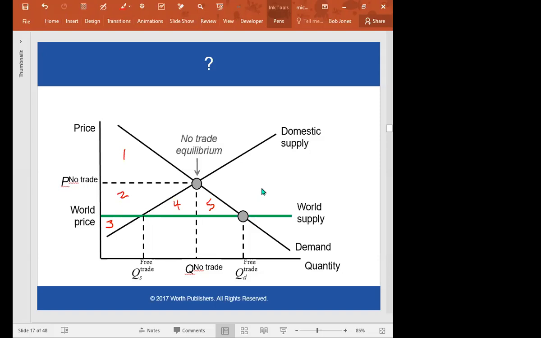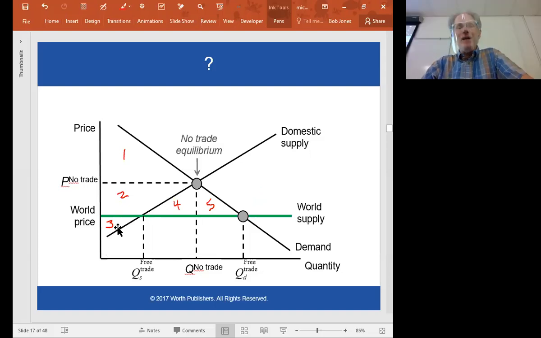Section 3. It's going to be area 3. And again, it's easy if you just remember what to look for. The area below the price line, and if we're trading with the rest of the world, this is the only price that matters, below the price line and above the supply curve. So that's going to be area 3.